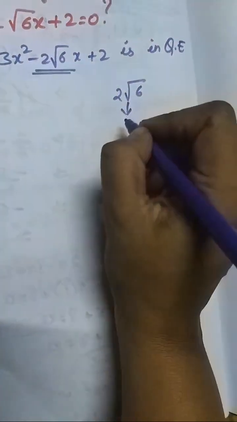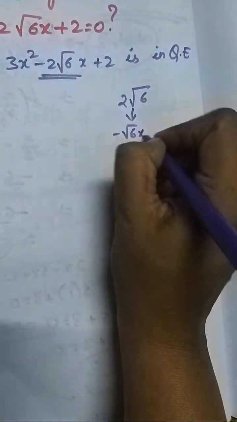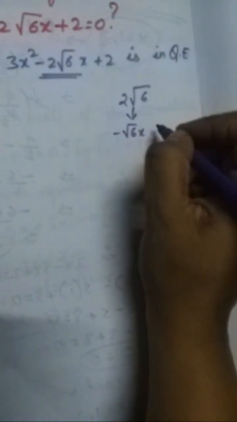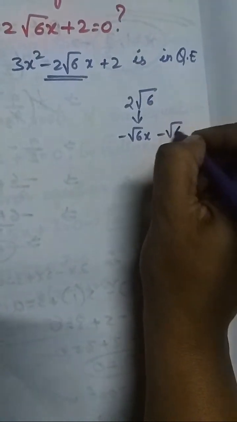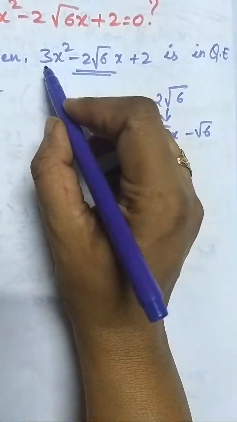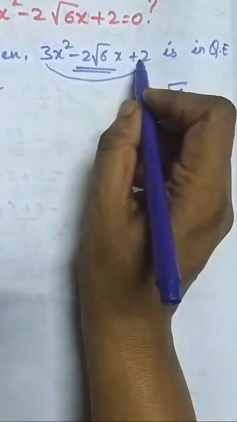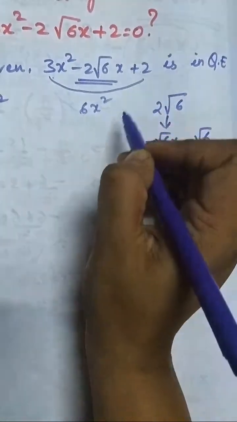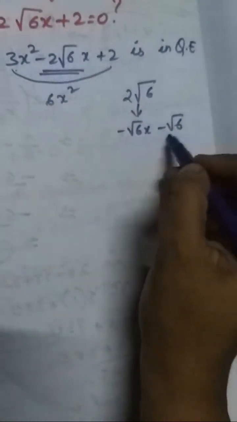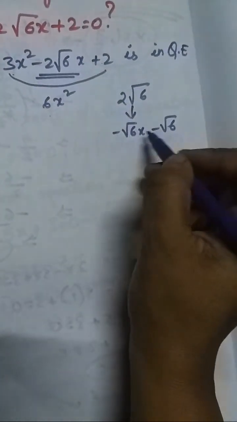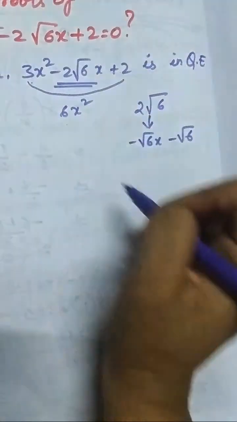Split this middle term, 2 root 6x, as minus root 6x minus root 6x, and we have to obtain 3 times 2 is 6x square. Okay, after multiplying these splitting terms, we have to get 6x square.